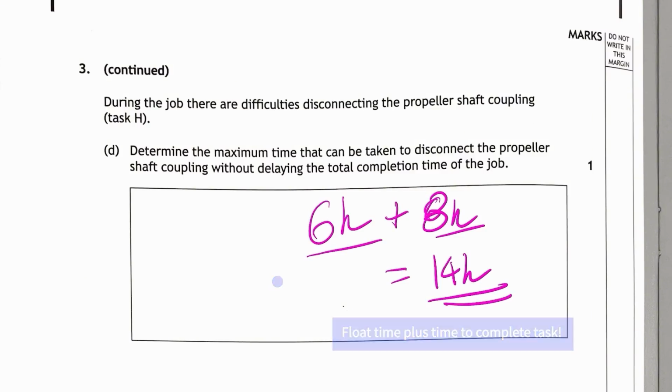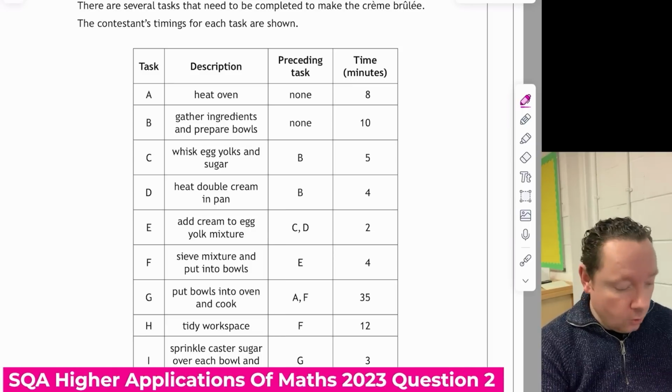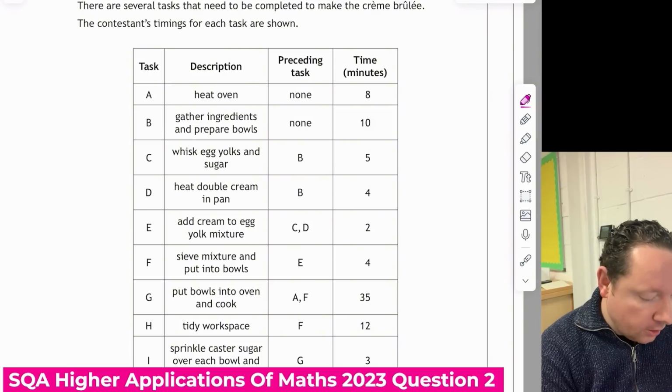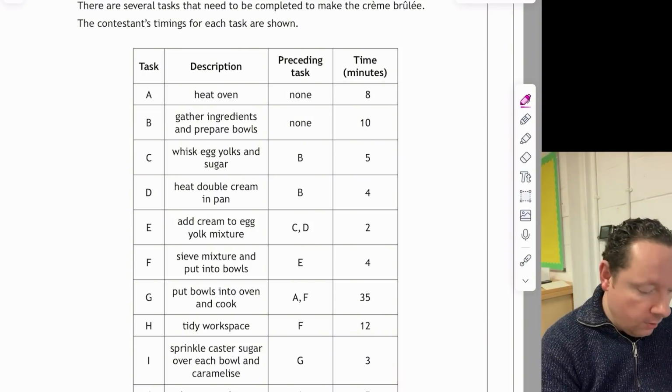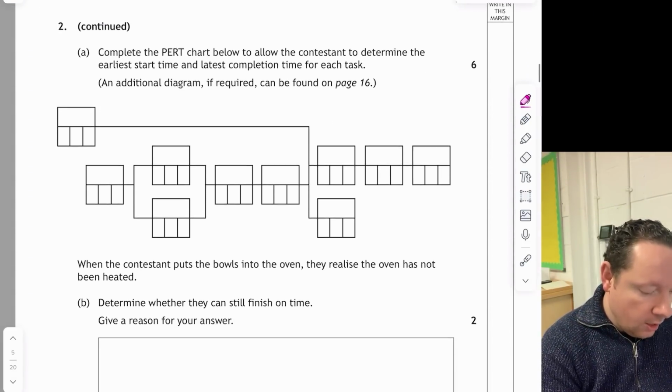And we're done there. Basically, Higher Application of Maths 2023 question 2. In a cooking competition, a contestant has 80 minutes to make a crème brûlée. There's several tasks to complete. The contestant's timings are shown for each task below, and we have to complete a Pert chart as shown below.